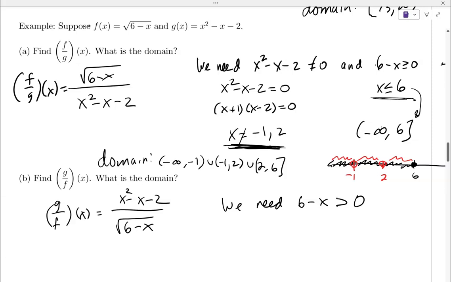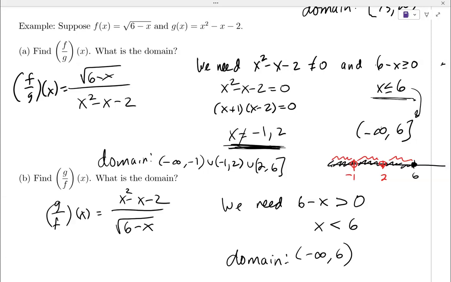Can it be equal to 0 in this case? No, because if it's equal to 0, it will be making the denominator 0, right? So we need our 6 minus x to be greater than 0, which means our x needs to be strictly less than 6. And that's the only thing we have to worry about because there are no issues with the numerator this time. So what would our domain be then in this case? And then what goes on the end? Parentheses. Yep, good.